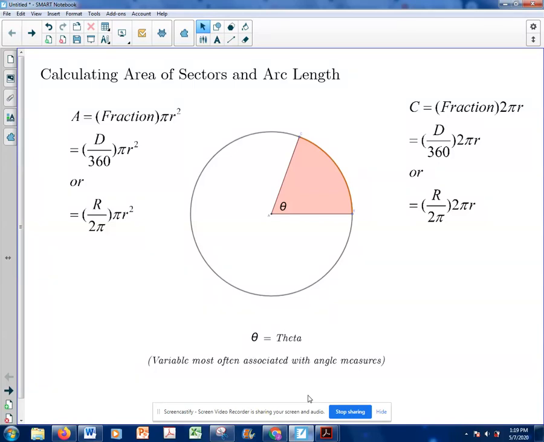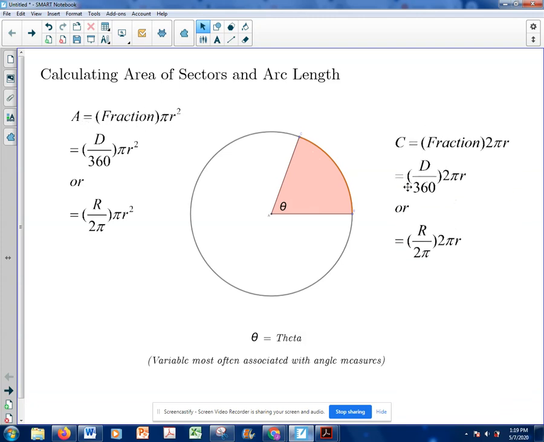Okay, here we go. Last one for the week is calculating areas of sectors and arc lengths. I like to refer to it as the pizza or the crust. So the area is going to be the pizza. You got all the red part, and that ends up being a fraction of the whole. Both of these are just fractions of the whole.